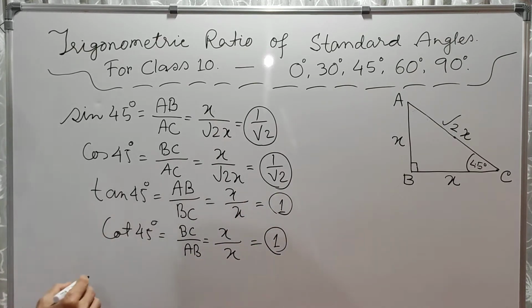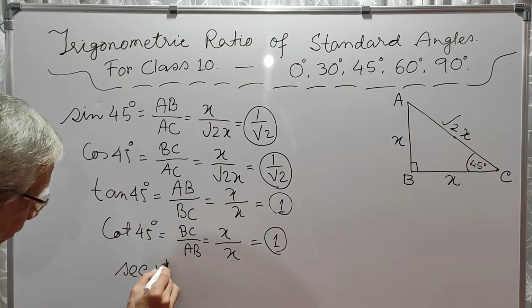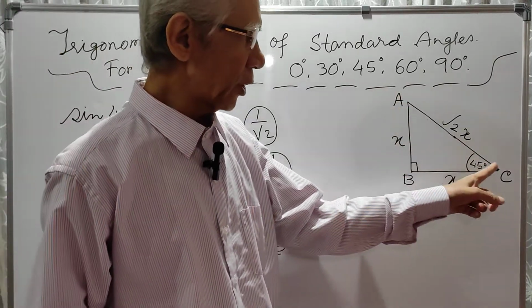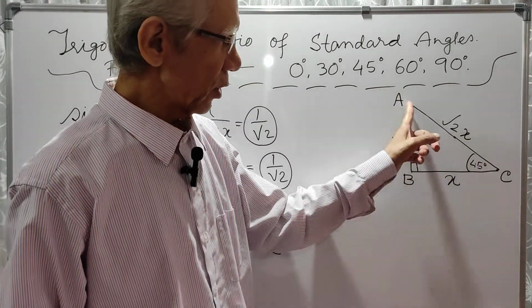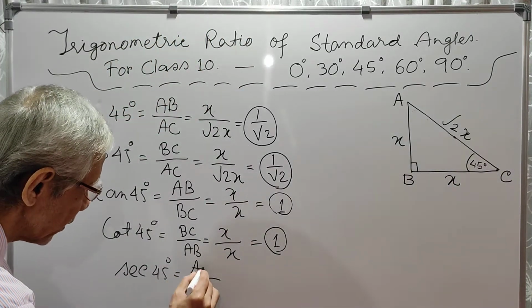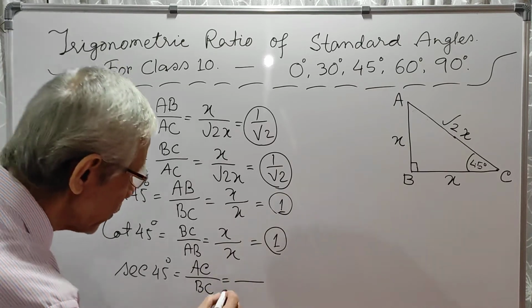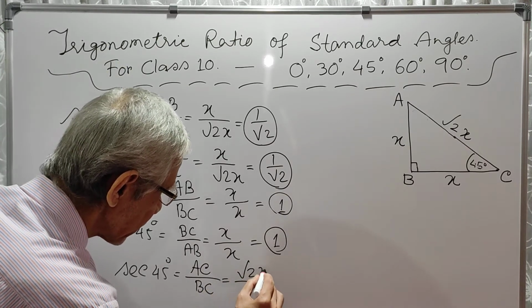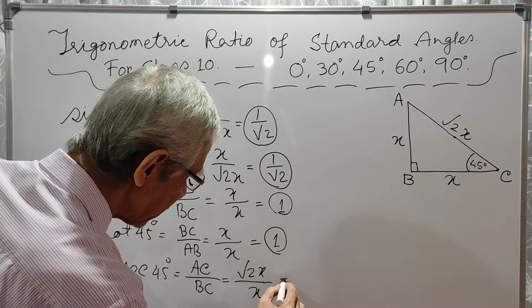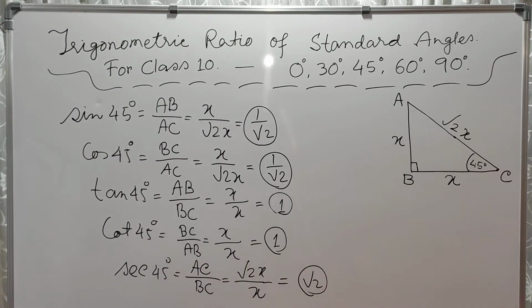Sec 45. So let us see now sec 45 degree. Now sec is what? Hypotenuse by adjacent. So AC by BC. Now AC is root 2x and BC is x. So X, X cancel. So it is root 2. So root 2 is the value of sec 45 degree.